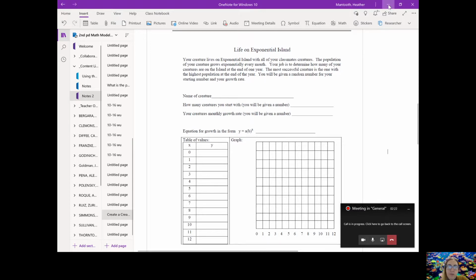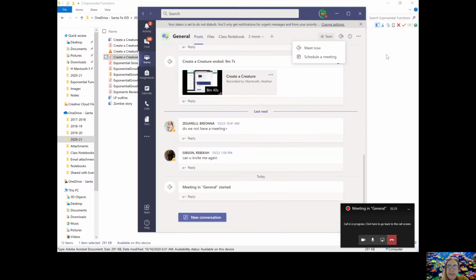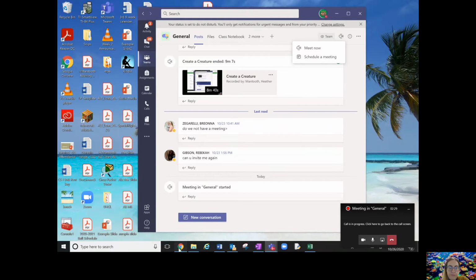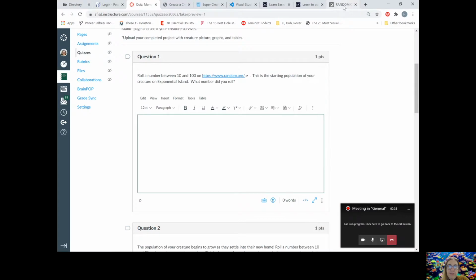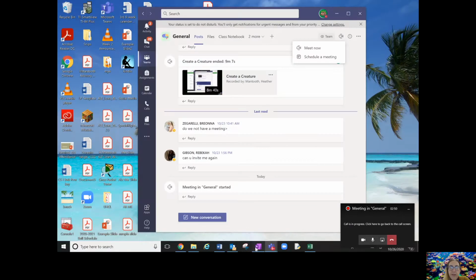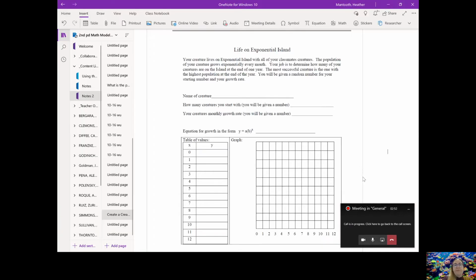So you're going to go to the website. There's a link on Canvas. You're going to go to the website random.org. And you're going to start off with anywhere between 10 and 100 creatures. So over here where you see the true random number generator, set your minimum to 10, your maximum to 100, and then click generate. My result was 44. So I'm going to go back to OneNote and write 44 as my starting number here.